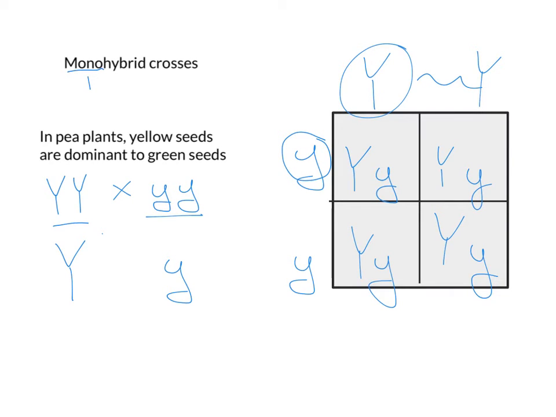So for monohybrids, you look at one gene or one trait. But notice when I'm doing my Punnett square, each possible gamete only gets one allele, and that's because in meiosis, we cut our number of chromosomes in half. It's reduction division, so we only get one allele for each trait.